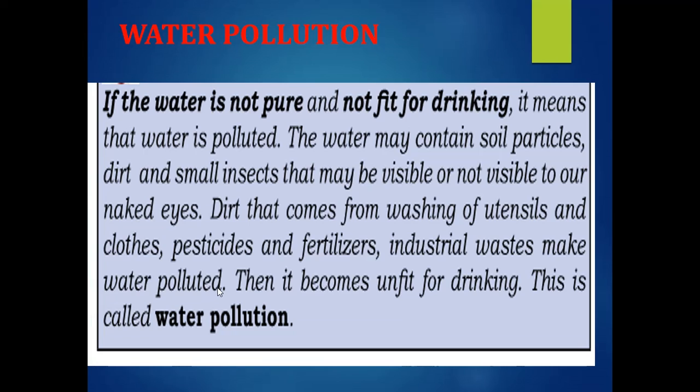Okay, next, industrial waste. Industries emit a lot of waste. Most of the industries nowadays are disposing their waste into the water sources, such as river, pond or lake, which makes the water polluted. So these are some of the reasons how water gets polluted.